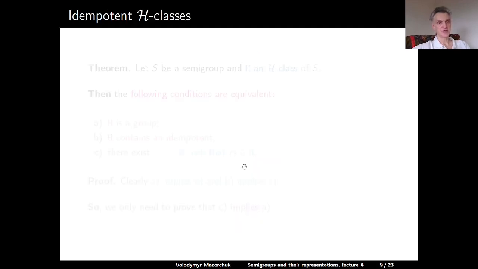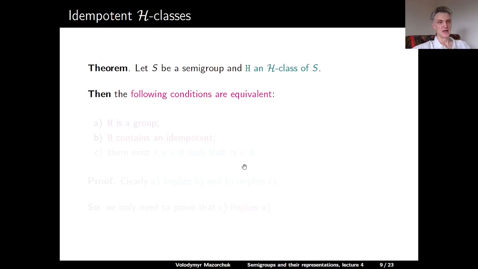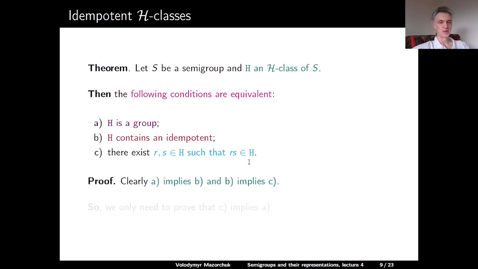Next, let us discuss H classes which contain idempotents. So they give us the following theorem. Let S be a semigroup and H an H class of S. Then the following conditions are equivalent. The first condition, H is a group. The second condition, H contains an idempotent. And the third condition, there exist 2 elements R and S in H, such that their product RS belongs to H.